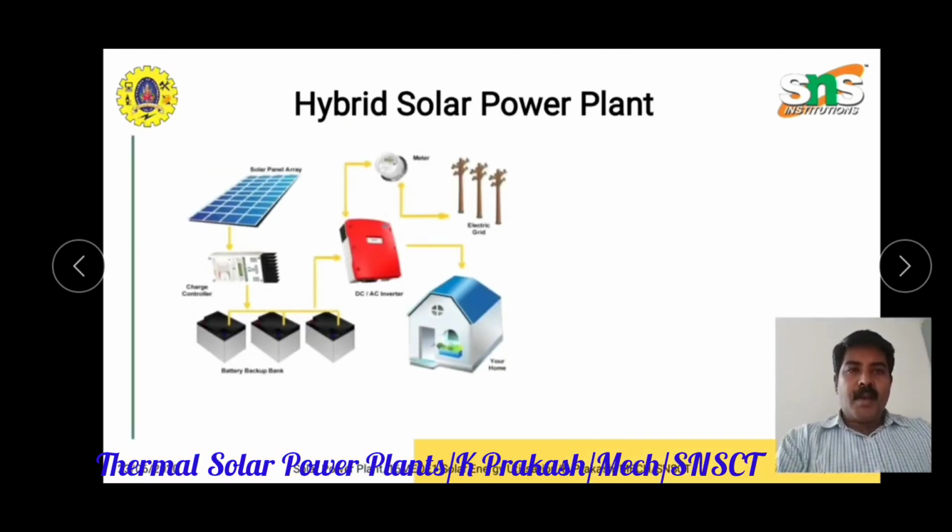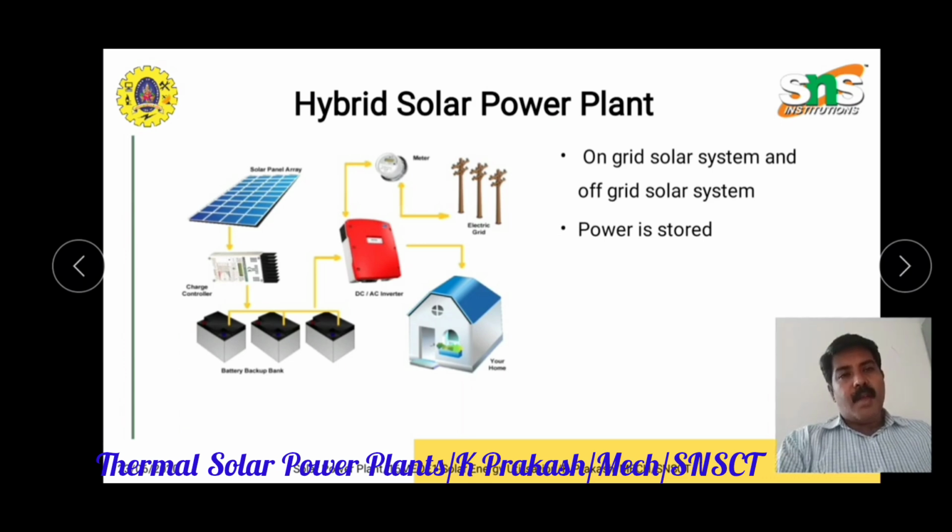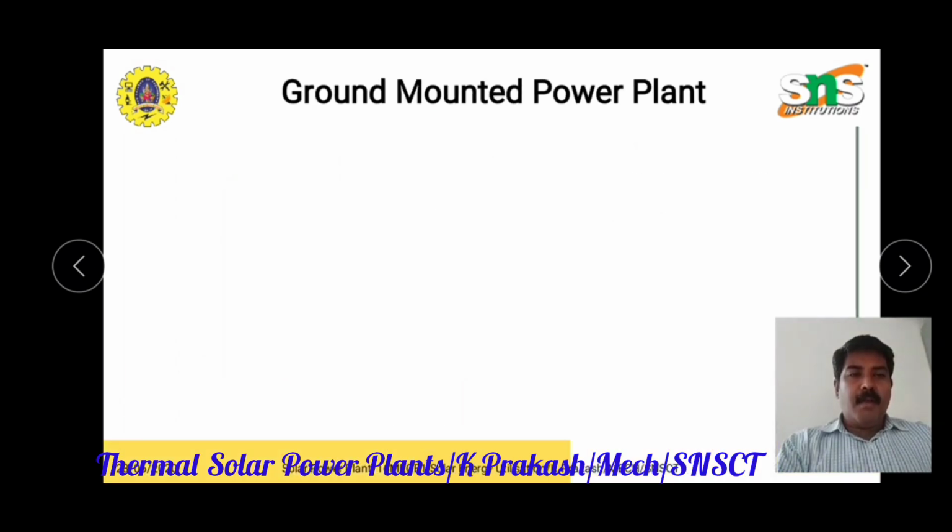Now we will go for a hybrid solar system. So what is a hybrid solar system? What is the meaning behind this hybrid? When on-grid and off-grid are combined together, it is called a hybrid solar system. Here there is an option of storing the energy in the batteries, and also the excess current can be sent to the grid. When these two options are available, the system is hybrid.